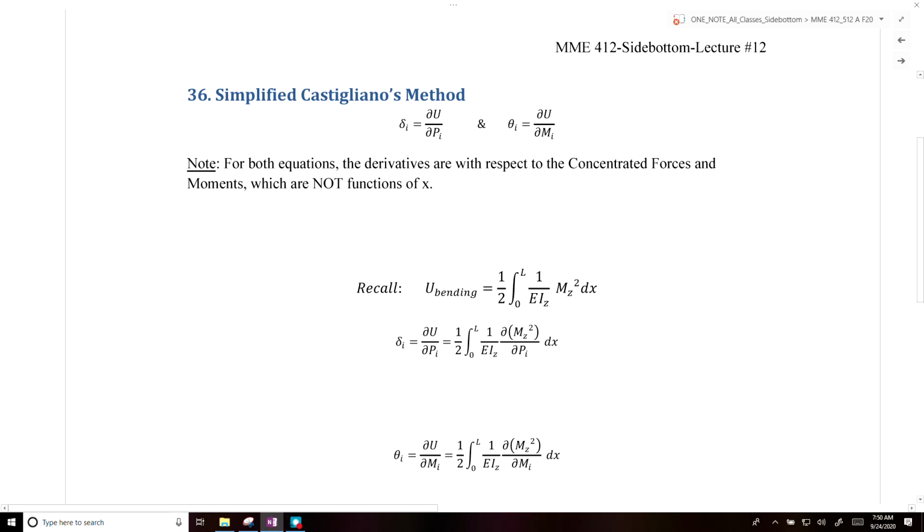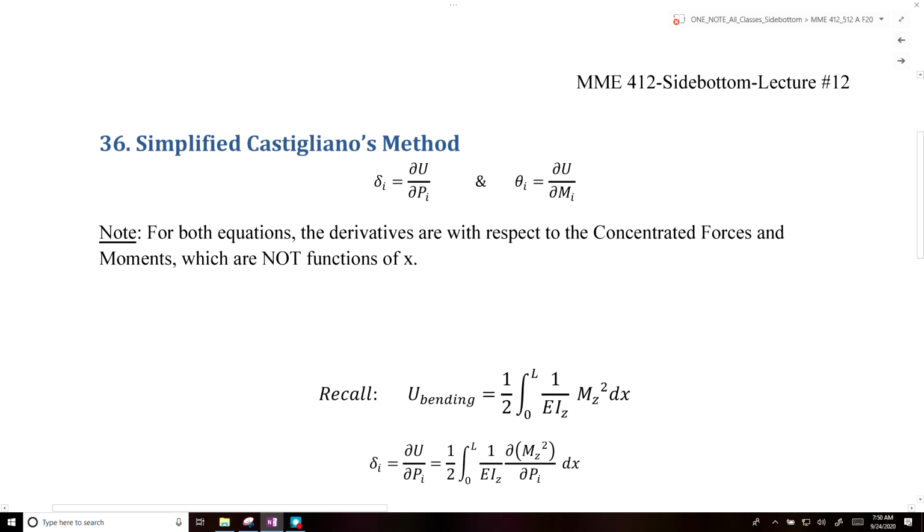So in this video, we're going to talk about an alternate way we can apply Castigliano's method that will make our calculations a little bit simpler. For these two equations, to solve for the displacement at a point and the slope at a point, we're taking the derivative of the strain energy with respect to the force that's applied at that point.